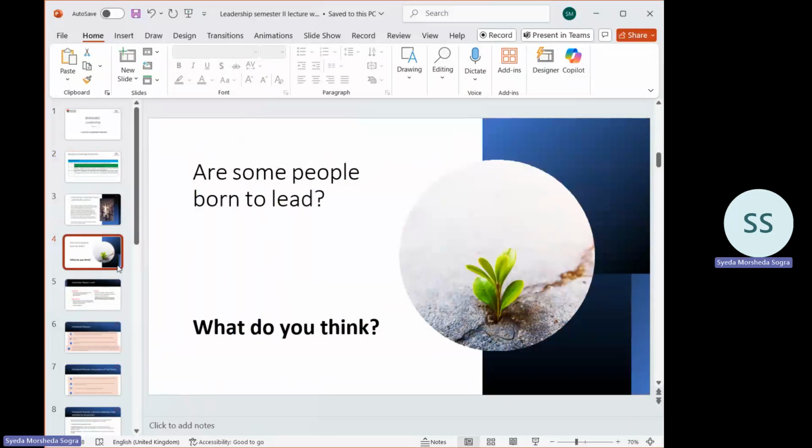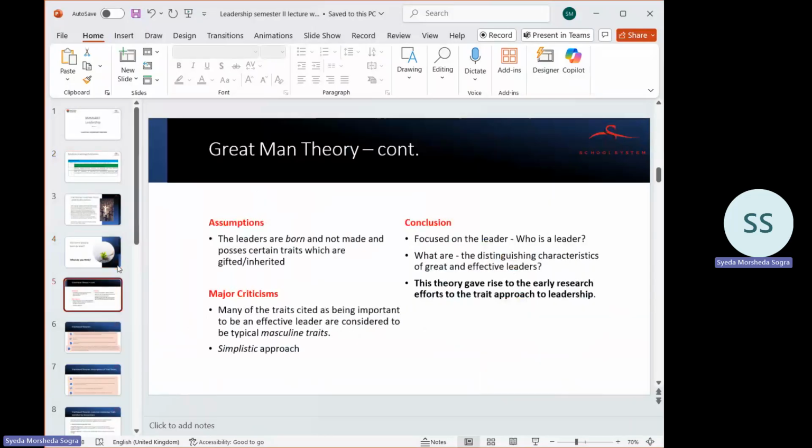If we explore the great man theory more, it is argued that leaders are born and not made, and they possess certain traits and characteristics. A major criticism is that it considers these traits, often seen as more masculine, to be most important in being an effective leader. To summarize, this theory gave rise to the early research effort on the trait theory of leadership.